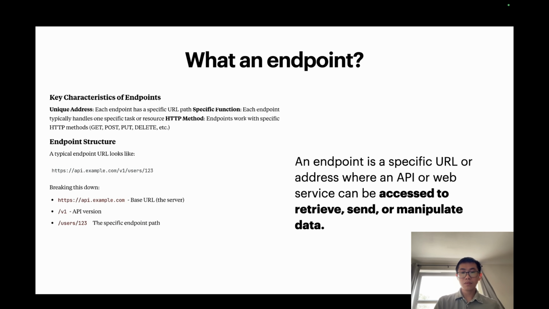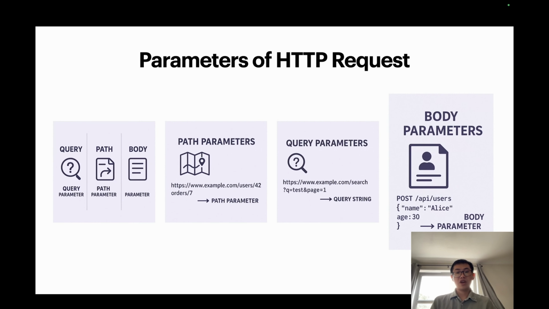Right, so let's move on to the parameters of HTTP requests. So what are parameters? These are the data that can be sent together with your HTTP request so that the server can process your request accordingly. Actually, there are three types of parameters in an HTTP request. The first one is called query parameters. The second one is called path parameters, and the third one is called body parameters. So let's have a look at a detailed example of what these are.